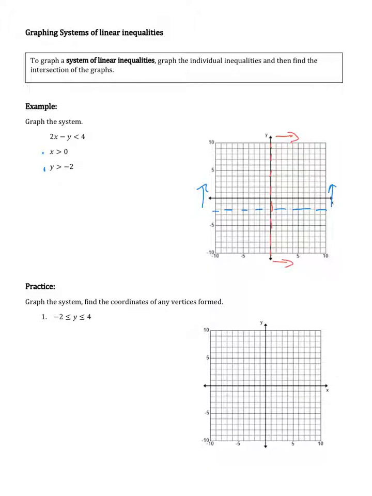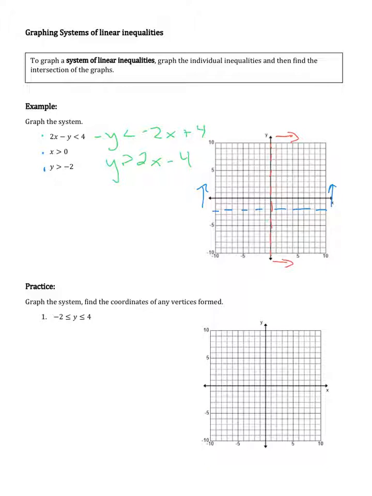Now I'm going to graph my last line in green. I've got 2x minus y is less than 4. I can put this in slope-intercept form to help myself. So I've got negative y is less than negative 2x plus 4. Now I need to isolate y, so I need to divide by negative 1. When I divide or multiply both sides of an inequality by a negative number, I have to flip my inequality symbol. So negative 2x divided by negative 1 gives me positive 2x, and positive 4 divided by negative 1 gives me negative 4.